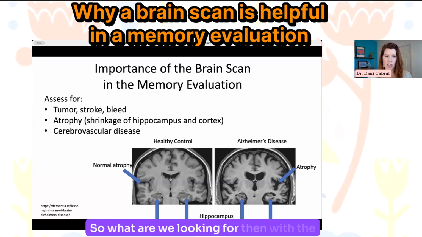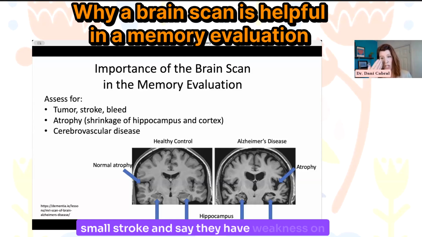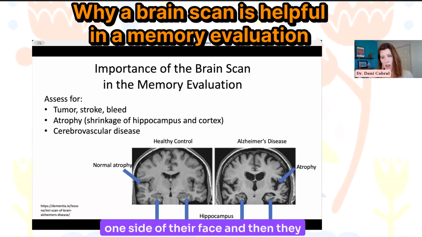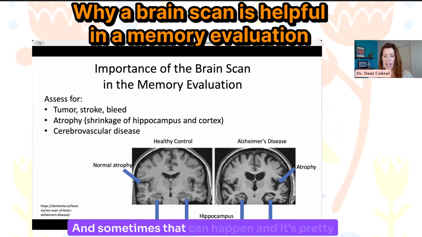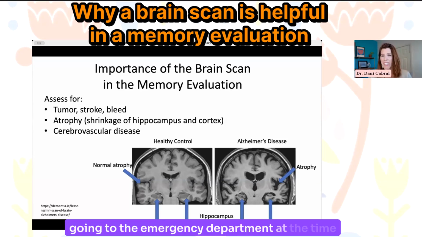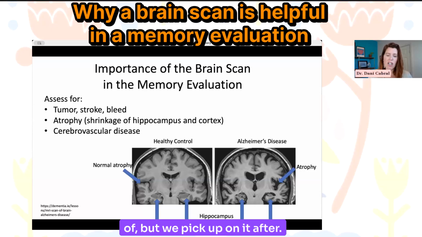So what are we looking for with the imaging? We want to look for any surprise findings, such as a tumor, strokes, or brain bleeds. Now, I'm saying surprise findings because I've examined the person and they don't have any what we'd call focal neurologic findings to indicate that maybe they had a small stroke, say weakness on one side of their face and then their arm on that side. Sometimes that can happen and it's pretty subtle and it doesn't lead to the person going to the emergency department at the time, but we pick up on it after.